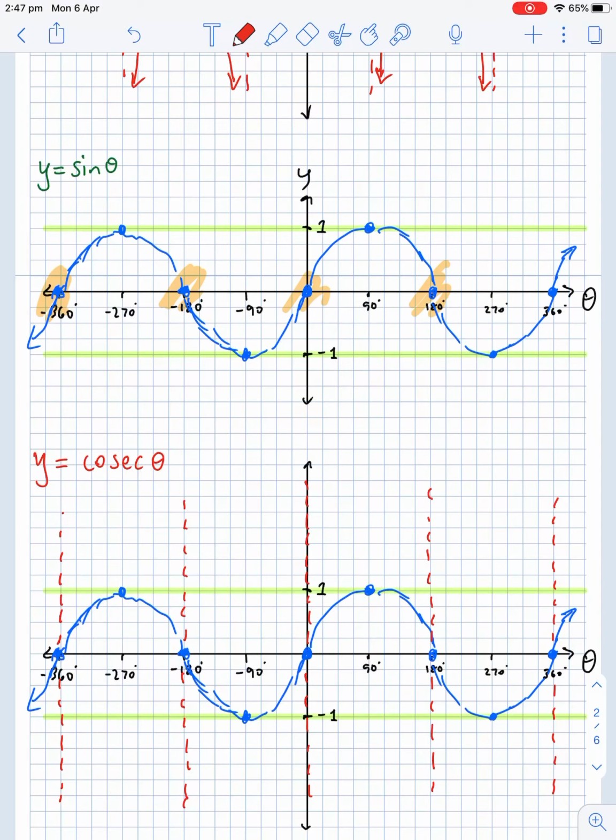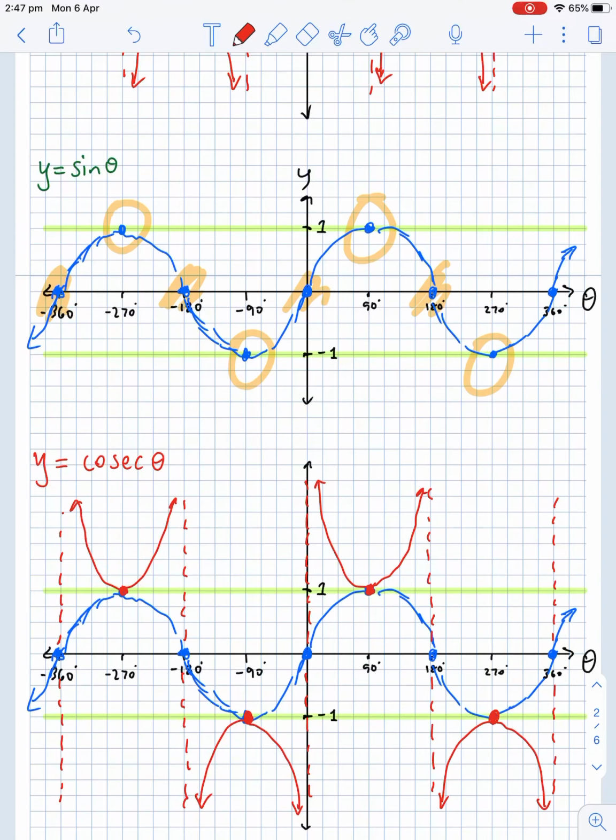And similarly, when sine theta equals 1 and minus 1, cosec also equals those values. So it also equals 1, also equals 1, also equals minus 1 down here and down here as well. Okay, and you want to again make these sort of U shapes with the asymptotes. So this one down here makes a downwards U. This one up here makes an upwards U. So it's just getting really close to these asymptotes. And you see that sort of graph.